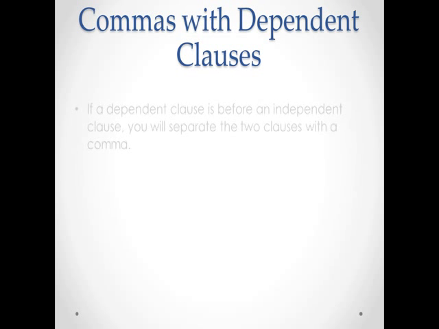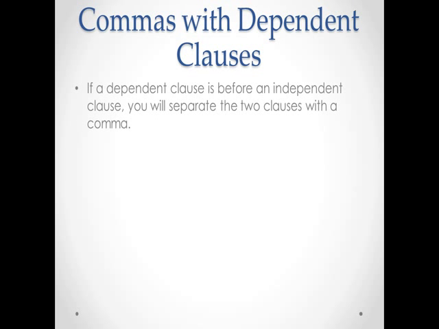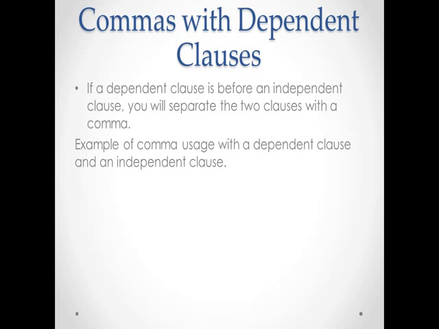Commas with dependent clauses. If a dependent clause is before an independent clause, you will separate the two clauses with a comma. In an example of how you would do this, "after you finish school" is a dependent clause. It is not a complete thought. You read it and you think, after you finish school, what? So it's not complete. It does have a subject and a verb, but it is not a complete sentence. So we consider that a dependent clause, and you would set it off with a comma and an independent clause. This will make it complete.